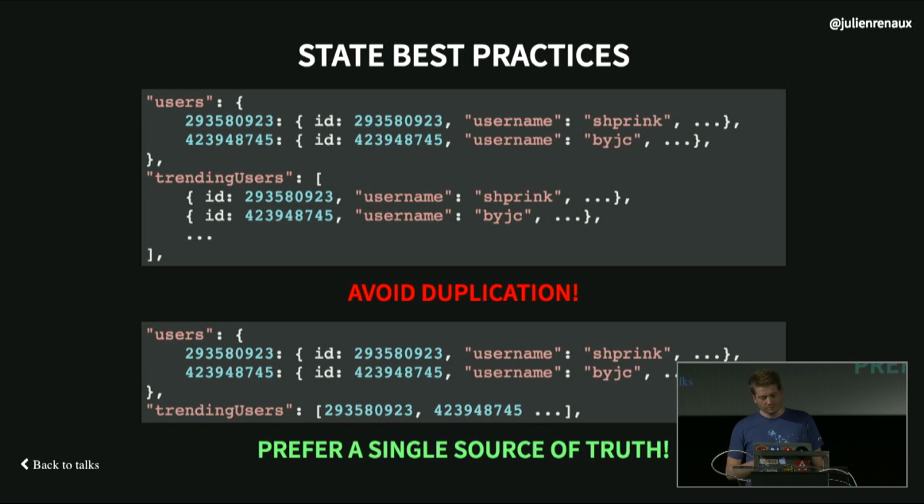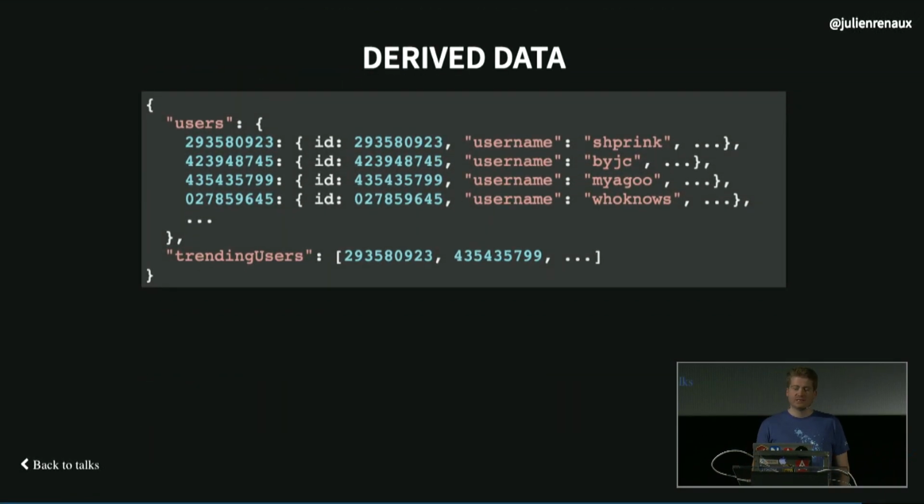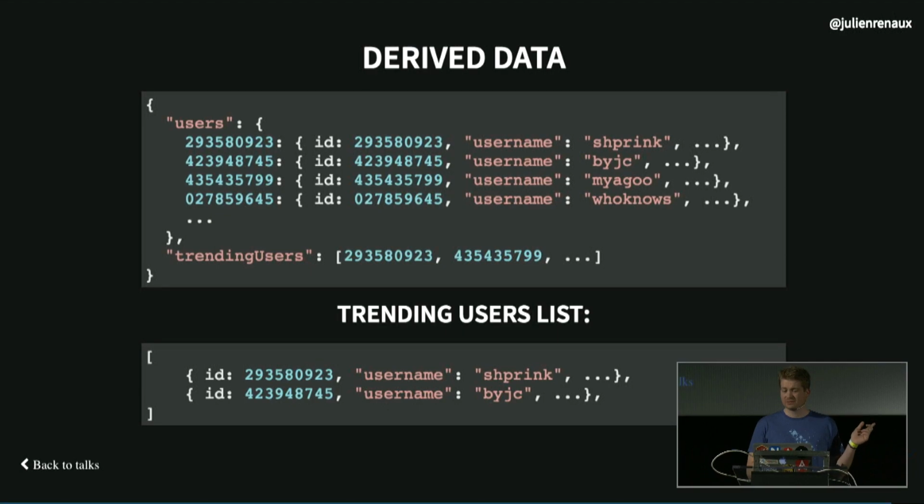Okay. So this leads us to conclude this talk on derived data. So derived data is data that is created from different sources of data, right? So for instance here, with this state, we want our UI to display a list of trending users, right? We want to display this list. This is a mix of both. So how do we do this?